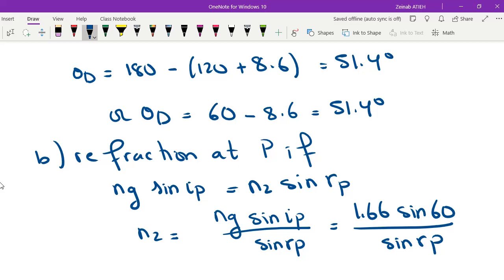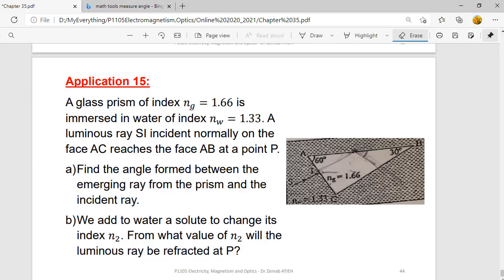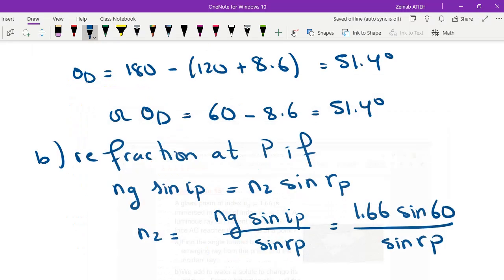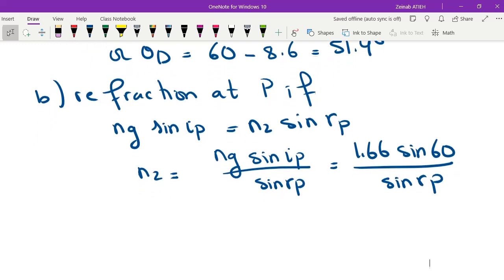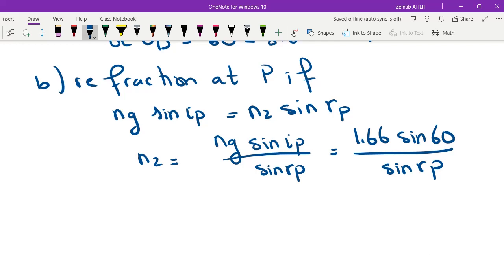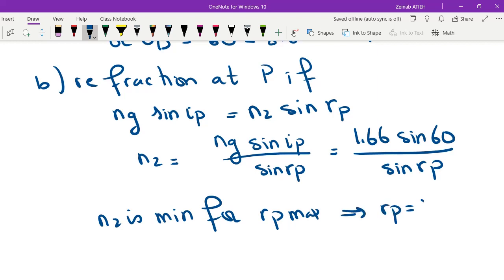Now what does the question ask? From what value of N2 will the luminous ray be refracted at P? It asks for the minimum value of N2. We know that N2 is minimum when RP is maximum. When is RP maximum? When it is 90, meaning when it comes at the critical angle and refracts at an angle of 90. Okay, so N2 is minimum for RP maximum, and RP maximum is 90.